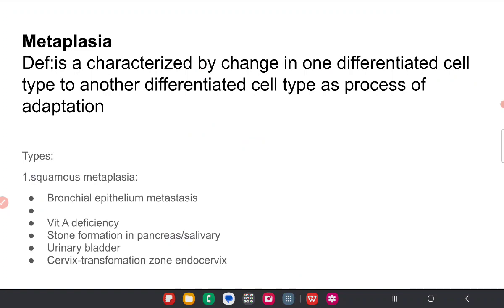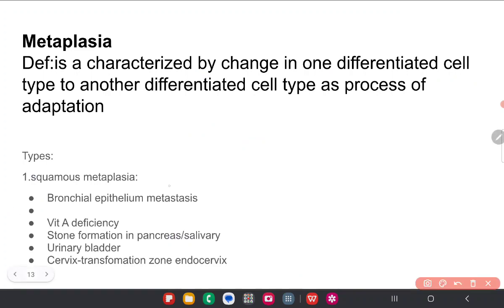Metaplasia. Metaplasia is characterized by a change of one differentiated cell type to another differentiated cell type as a process of adaptation. So, types: based on which type of cell the final product changes to, it is classified into different types, like squamous metaplasia, columnar metaplasia, and so on. Squamous metaplasia is bronchial epithelial metaplasia. I will clearly explain this.